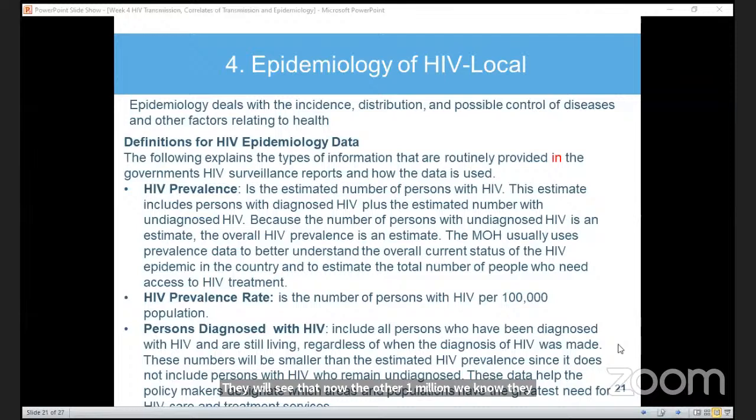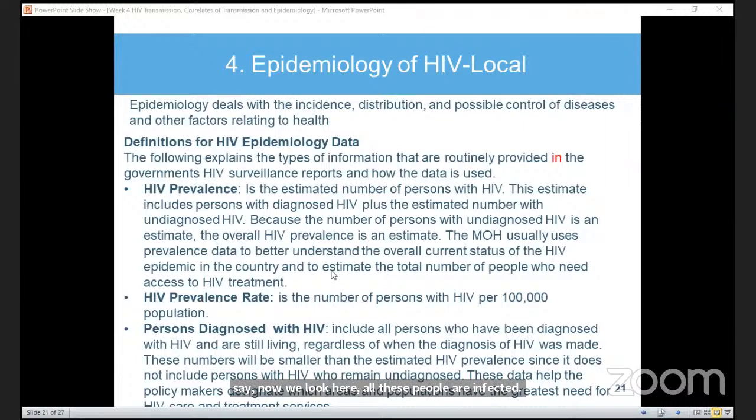All right. Now this term is normally important, and it helps the Minister of Health to understand the overall current status of the virus in the country and to estimate the number of people who need access to treatment. So even if they want to import drugs, or seek help from the donors to give drugs, they will always use the prevalence data, so that they can say, look here, all these people are infected. Then we have prevalence rate.